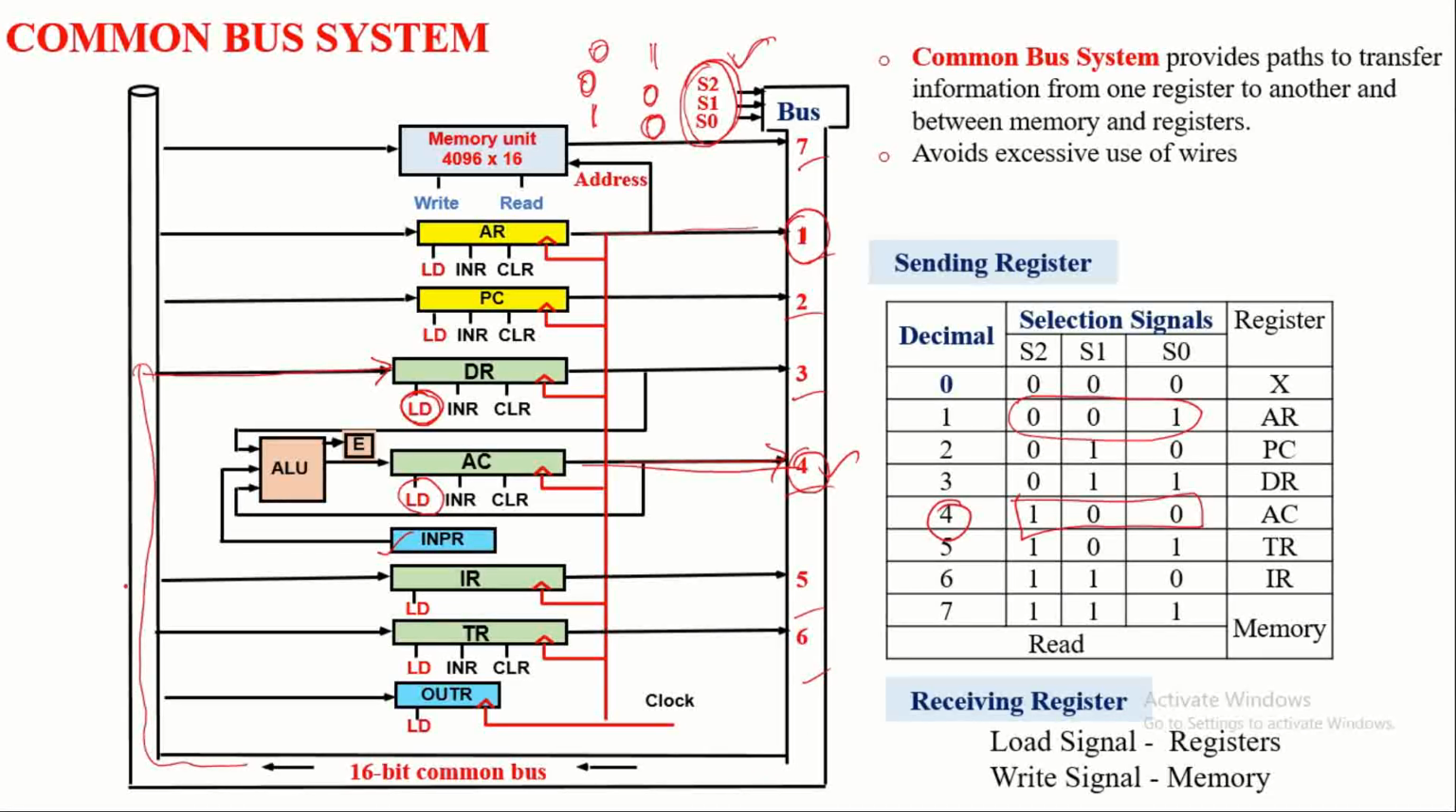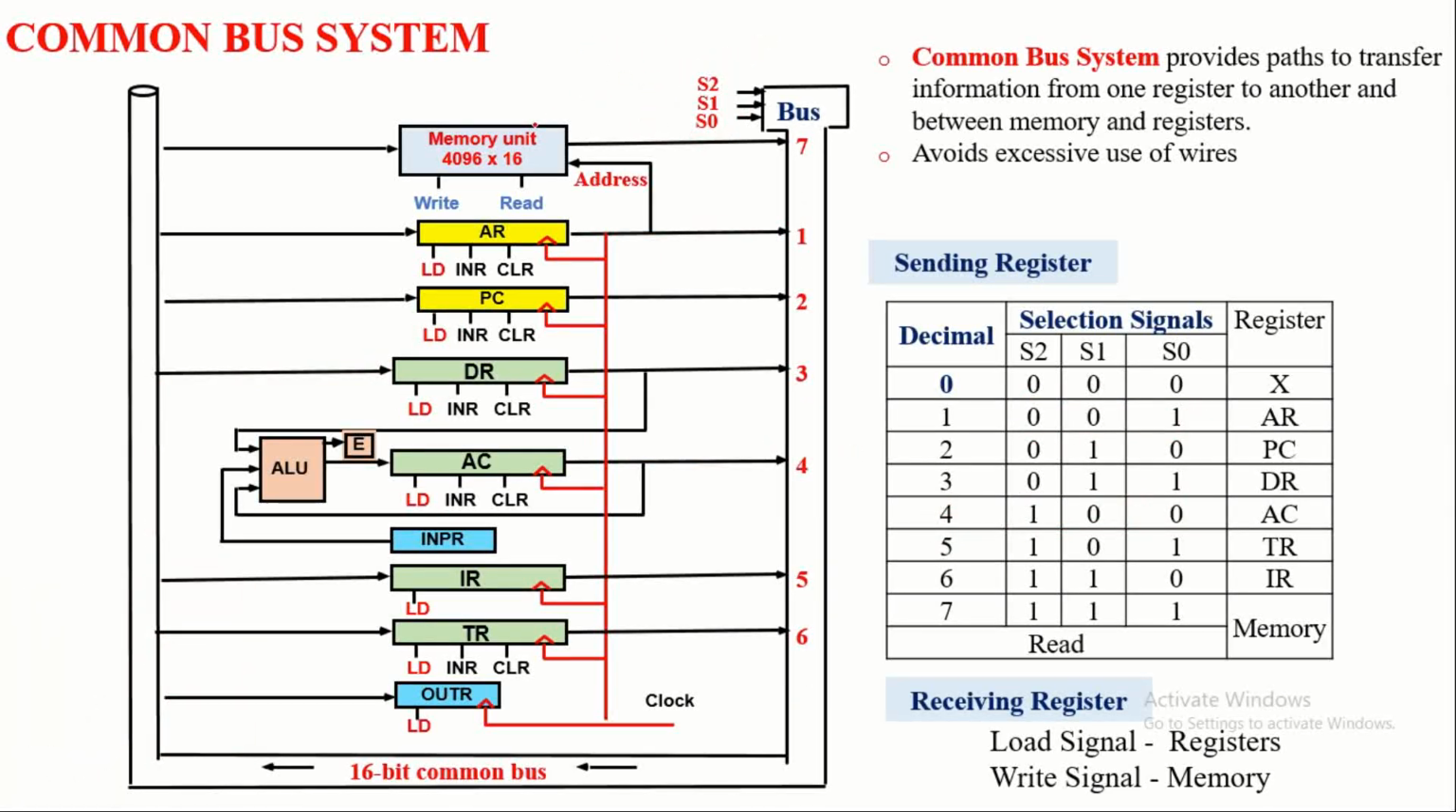So then who has to receive the information? That is determined by enabling the load signal of the corresponding register. Suppose the load signal of the PC, the program counter, is enabled, then this register will receive the information that is passed over the bus. Okay. Let us take one more example.